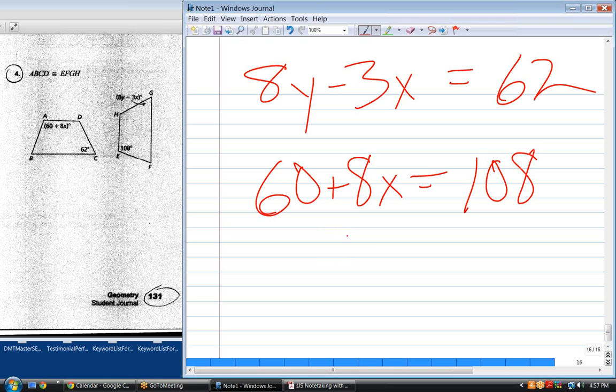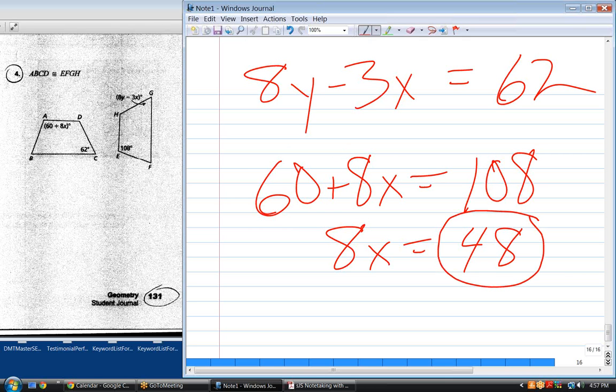Minus 60. So 8x equals 48. Always remember that after you've done the subtraction, that number plus that number has to equal that number. That's a good little test to make sure you subtracted them properly. Besides that, it's pretty easy to add that number to that number. And yes, it equals 108. So what does x equal? X equals 6.